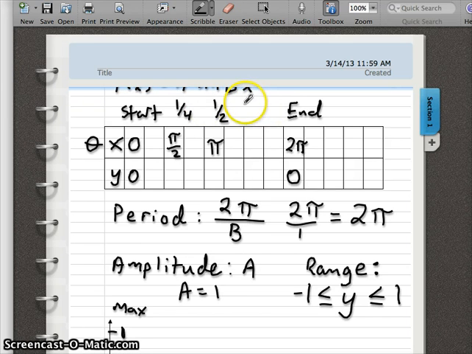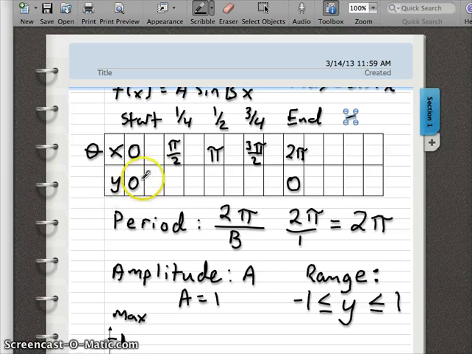And then the last key point is going to be 3/4 of my period, which would be 6/4 or 3/2 pi, 3 pi over 2. So those are my 5 key points. I got the start, which for sine graphs will always be 0. I have the end, which is always my period length, and then I have a quarter of my period, a half of my period, and 3/4 of my period for my 5 key points.